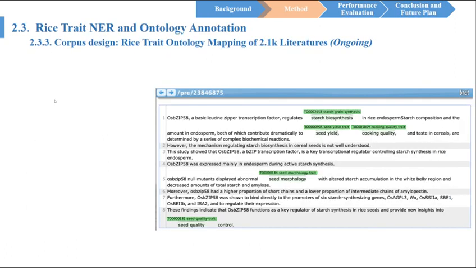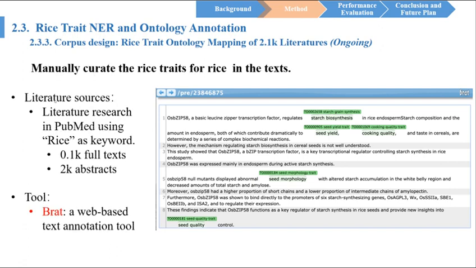In order to better realize the function of automatically mining the rice traits, the ongoing work ontology annotation is important. It will serve as a corpus and training data to a further supervised learning method. Next, we will introduce results.